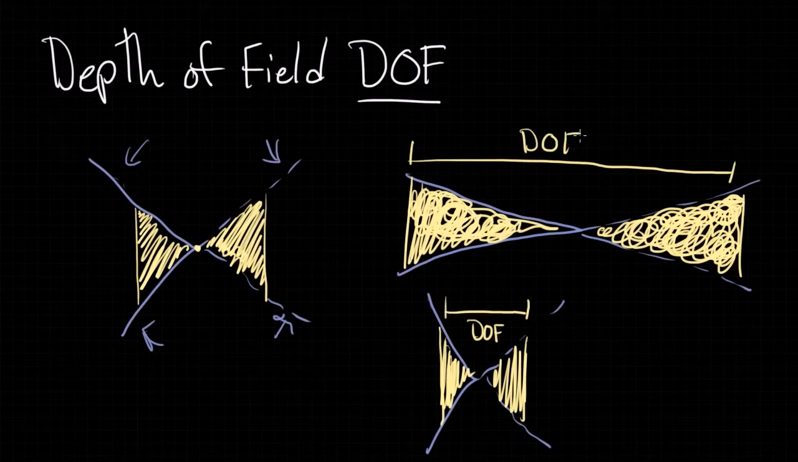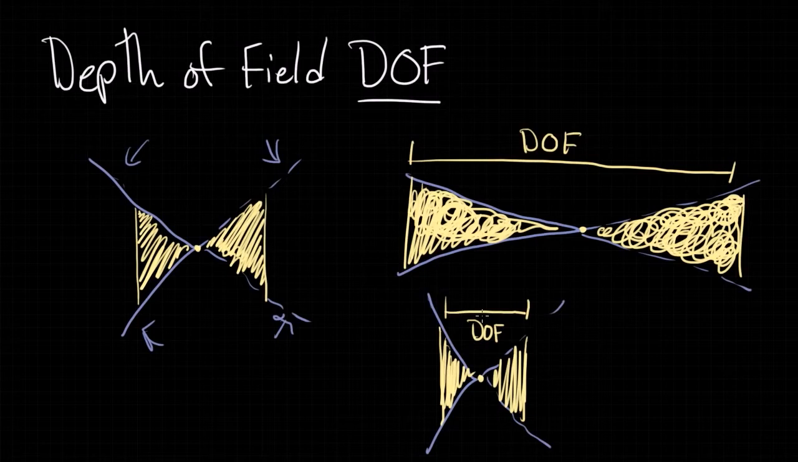So what we really are wanting to focus on is how can we control how fast that light is spreading apart from this point we're focusing on. If we can make it spread apart slower, then we can get a wider depth of field. If we make it spread apart quickly, we get a shallower depth of field.